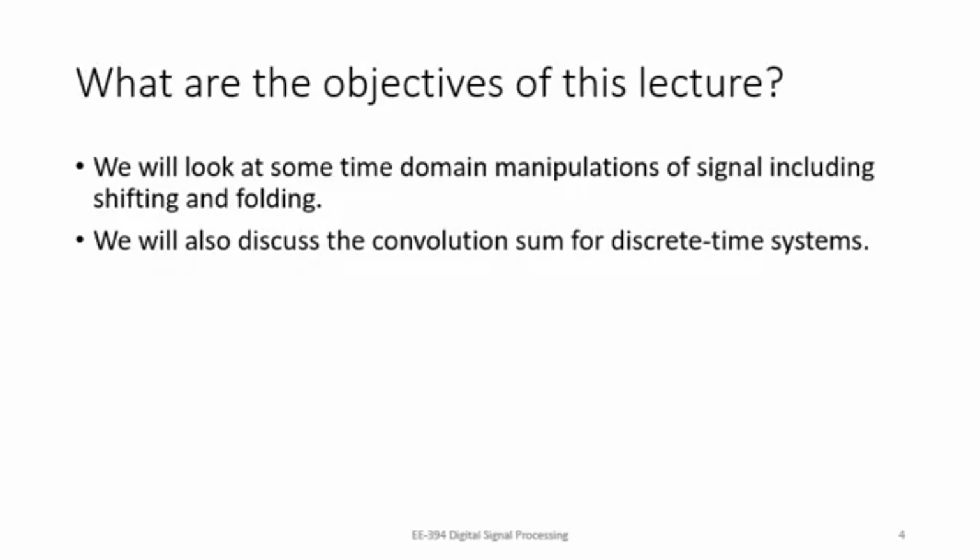In this lecture we will look at two things. First is the topic of time domain manipulations of the signal, which includes shifting and folding of the signal. And then we will also look at a very important tool which we have covered in analog form for continuous time signals, which is called convolution. But here we will be looking at it for discrete time signals and systems.